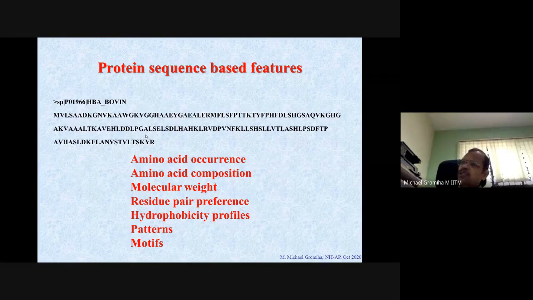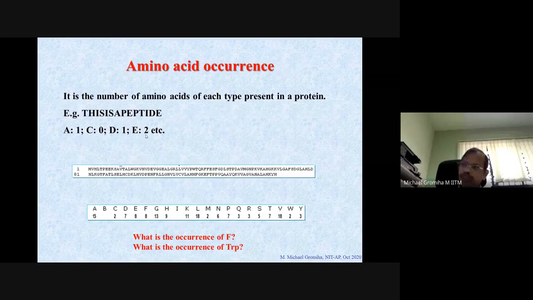The easiest, the simplest one, is called amino acid occurrence. Amino acid occurrence will tell you how many times each amino acid occurs in a sequence. For example, if we have this sequence, how many times does A occur in this sequence? Only one, right? How many times does C occur in the sequence? 0, right? How many S in this sequence? 2, right? So this is just occurrence. This will tell you how many times each amino acid occurs in the sequence.